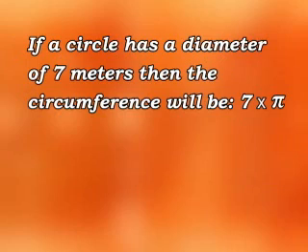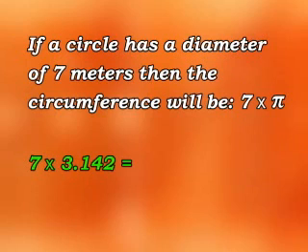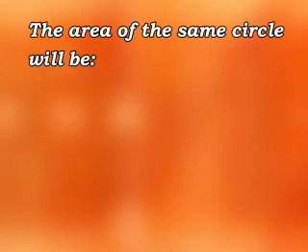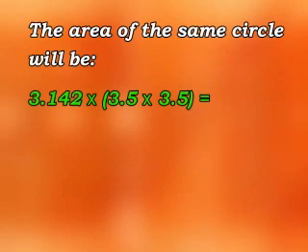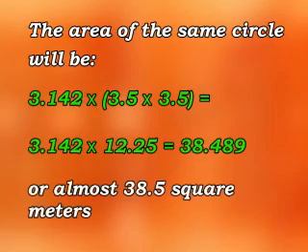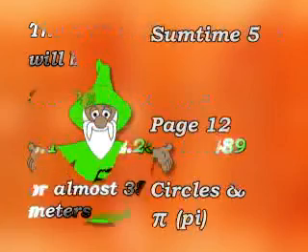If a circle has a diameter of 7 meters, then the circumference will be 7 times pi, which is 7 times 3.142 equals 21.994, or almost 22 meters. The area of the same circle will be pi times radius squared, which is 3.142 times 12.25, giving you an area of almost 38.5 square meters. That's all for now.